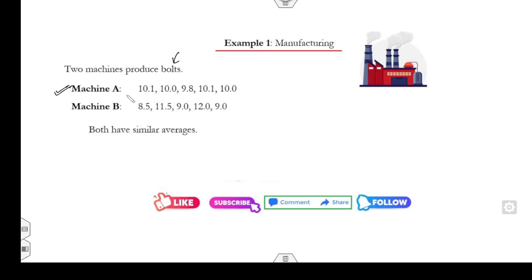Machine A produced boards of 10.1, 10.0, 9.8 and so on, while machine B has produced 8.5, 11.5 and so on. If you calculate the average of both machines, then you can say the average of both machines is 10. You can easily see that if you add these, that is 50 divided by 5. Similarly, if you add the numbers below, it is again 50 divided by 5, that is 10. So clearly both machines have the same average.